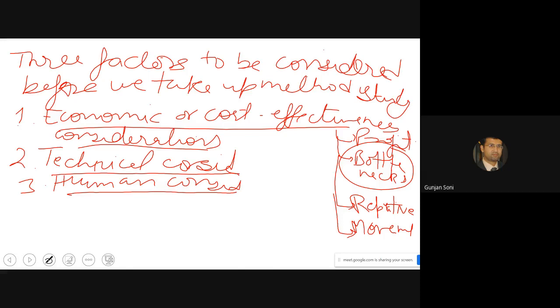How good have you performed over the year? You have to be given an appraisal, your salary has to be increased. So on what basis will we do that? So these are the bases.